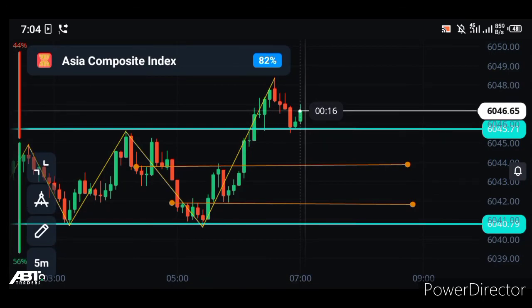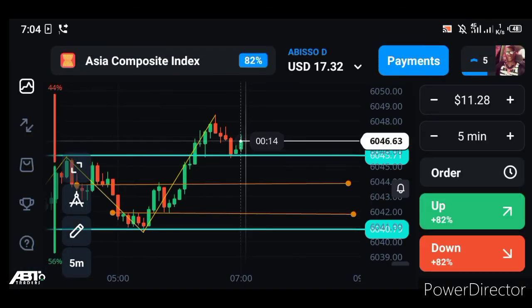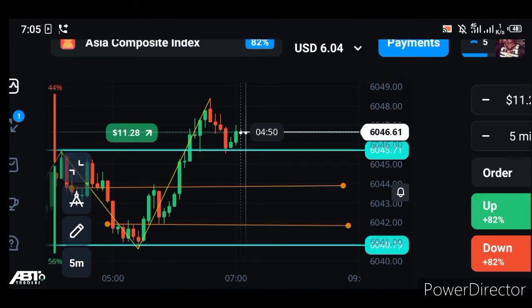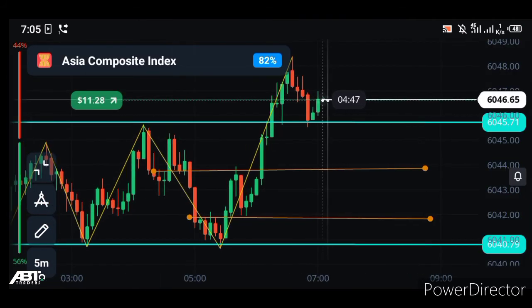You can see here there is a good opportunity in Asia Composite. So let's wait for the next candle and see if you can trade it up, trade for 5 minutes again. Let's place there, because the price has come from the support level and it's heading to the resistance level. So let's wait for the results.